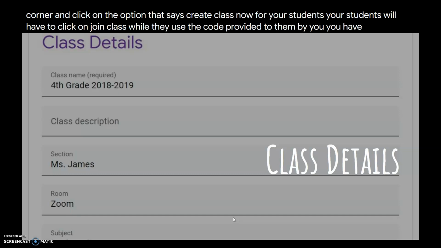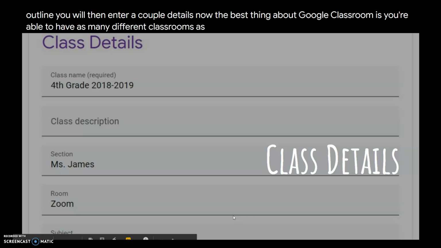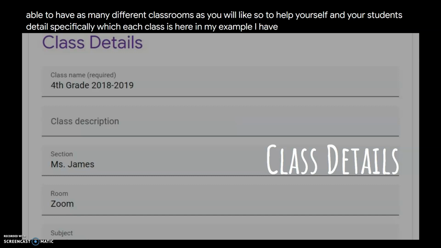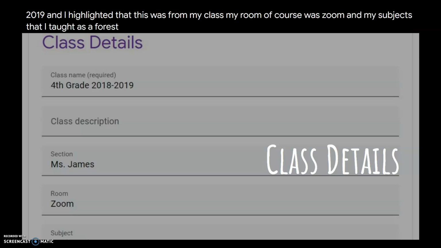Once you have your classroom outline, you will then enter a couple details. Now, the best thing about Google Classroom is you're able to have as many different classrooms as you would like. So to help yourself and your students, detail specifically which each class is. Here in my example, I have fourth grade 2018 to 2019. And I highlighted that this was from my class. My room, of course, was Zoom. And my subjects that I taught as a fourth grade teacher, math, science, and social studies.